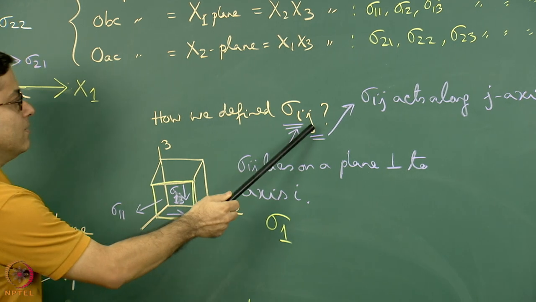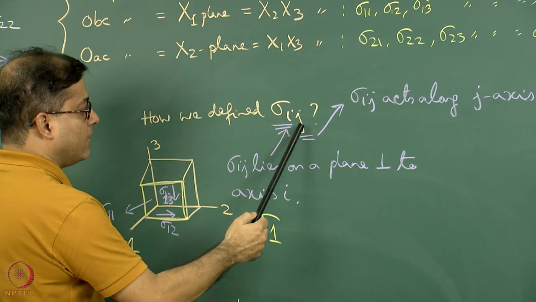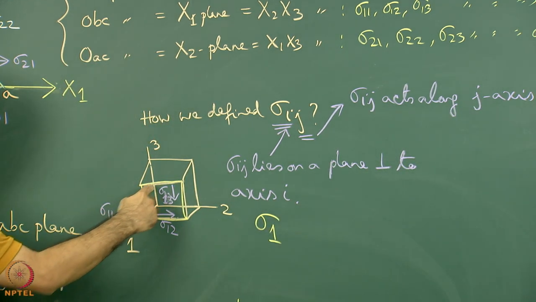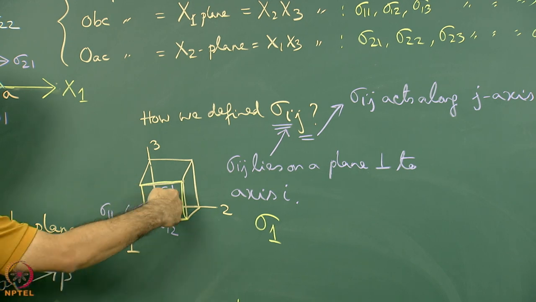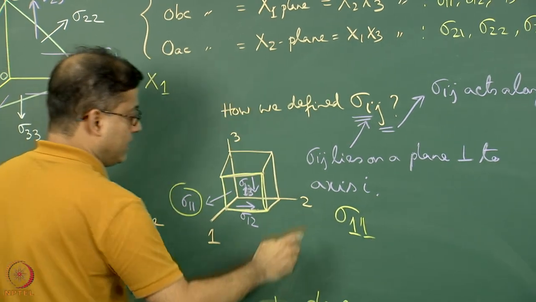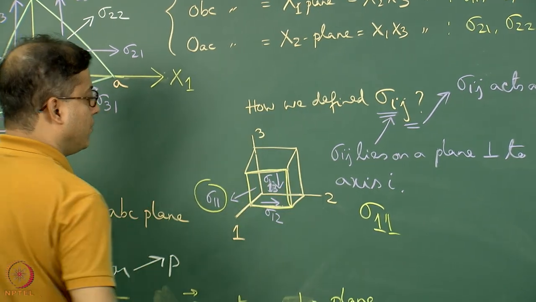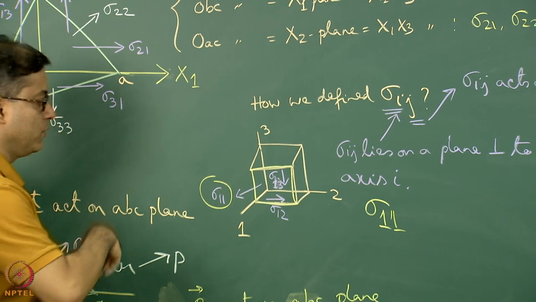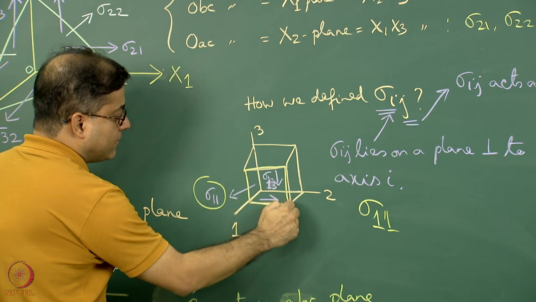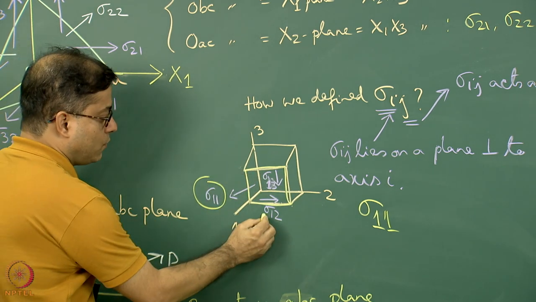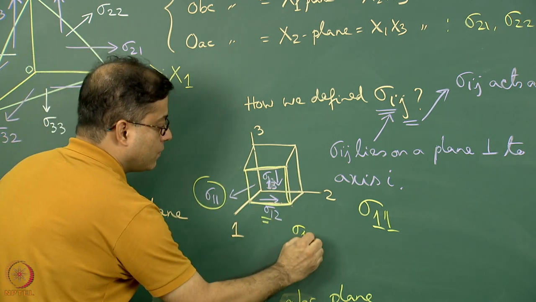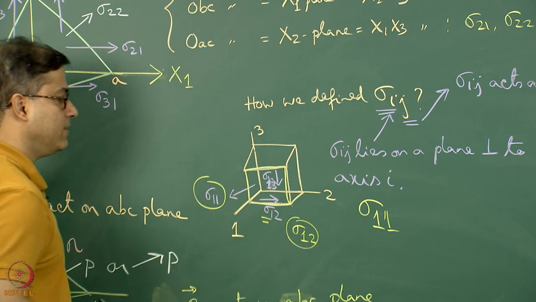Then J was defined this way: in sigma ij, the stress acts along the J axis. Now if there is a stress acting on this plane which is normal and along axis 1, this will be called sigma 11. This is a normal stress acting on plane 1, or we can say plane 2-3. Now imagine this stress which is acting on plane 1. I write sigma 1 and it is acting towards direction 2, so I write sigma 1-2. This shear stress is understood.